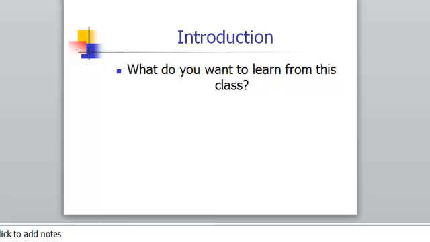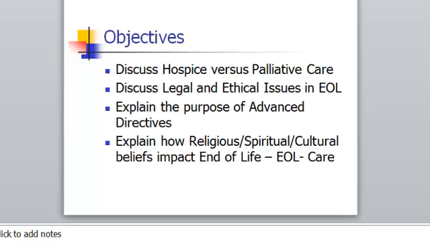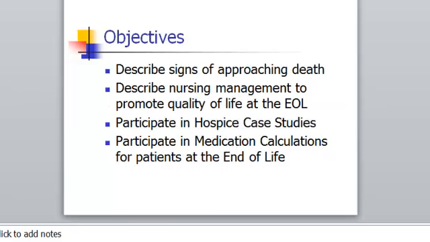Okay, alrighty. I think it's really important when you do a chapter to review your unit outcomes. So the things that we're going to talk about in the class in summary are hospice versus palliative care, legal and ethical issues, advanced directives, and of course religious and cultural aspects are very, very important. And then the signs of approaching death.